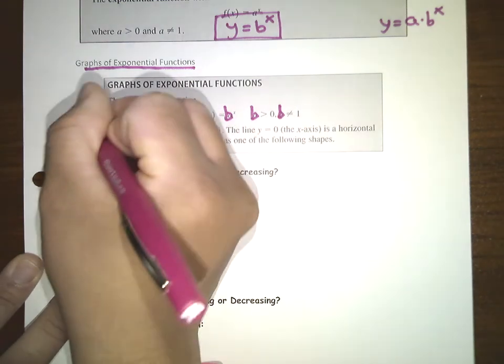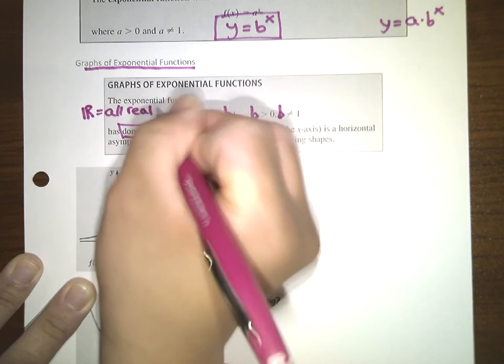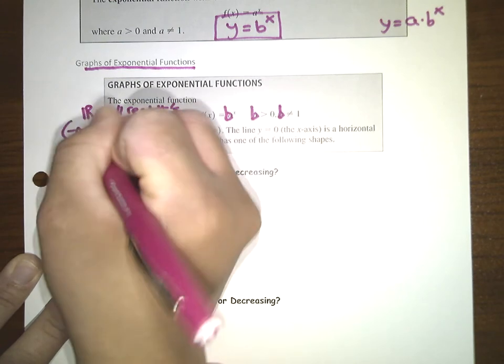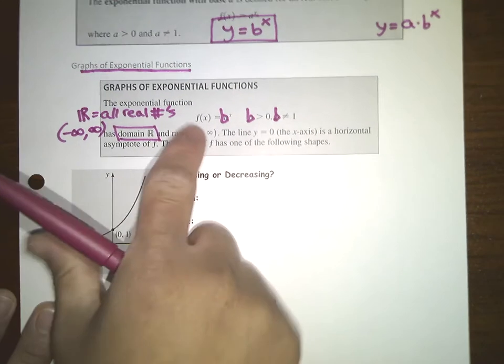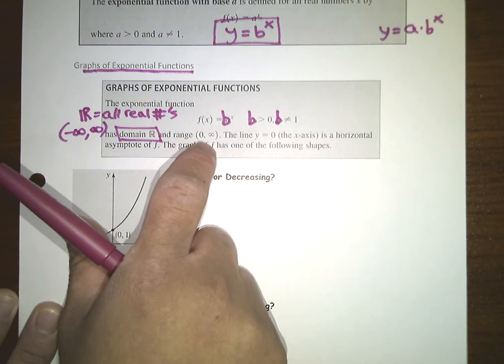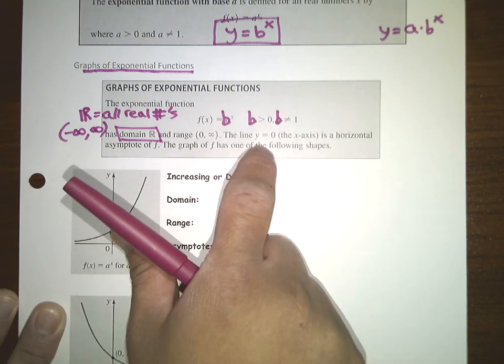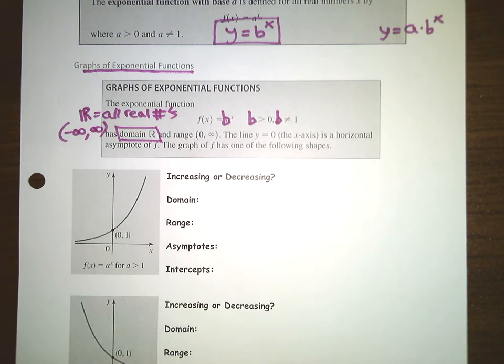So the domain, this symbol means all real numbers, or negative infinity to infinity is the domain, meaning that any real number could be the exponent, but then the range is 0 to infinity, and the line y equals 0, or the x-axis, is a horizontal asymptote, and the graph has one of the following shapes. So here are the different shapes that the graph could have.